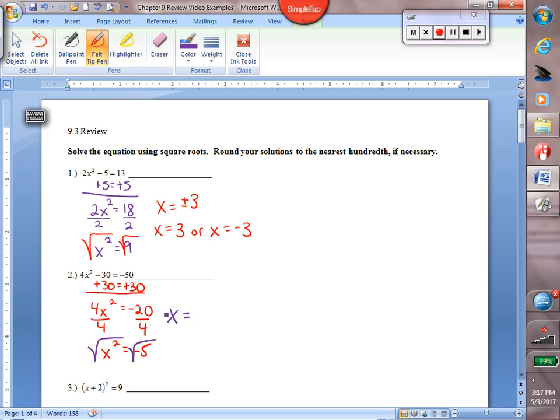I can't think of a number squared that would give me a negative. If you want to try it out in your calculator, you can. If you try to take the square root of negative 5, it's going to tell you error or unreal answer. And it's exactly right. We can't take the square root of a negative. This one would be no real solutions.